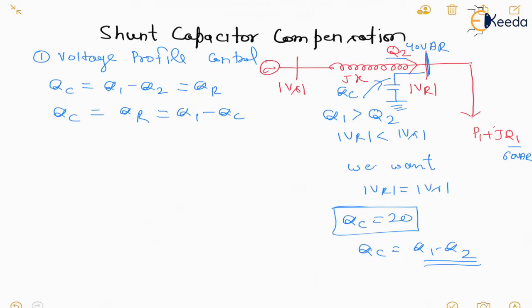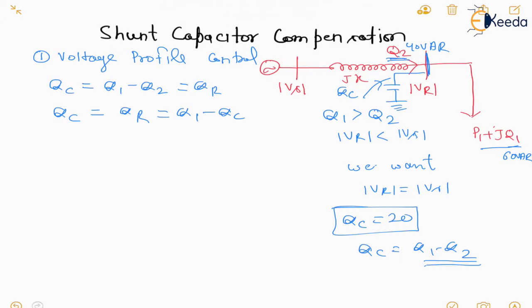Now we are going to study the power factor improvement. Power factor improvement is totally different from this, but the circuit, the power system network, will be the same. If we are studying voltage profile control, we need to see Q1 as well as Q2. But when we study power factor improvement, we do not have to look for Q2. We only have to look at the load as well as the compensation.